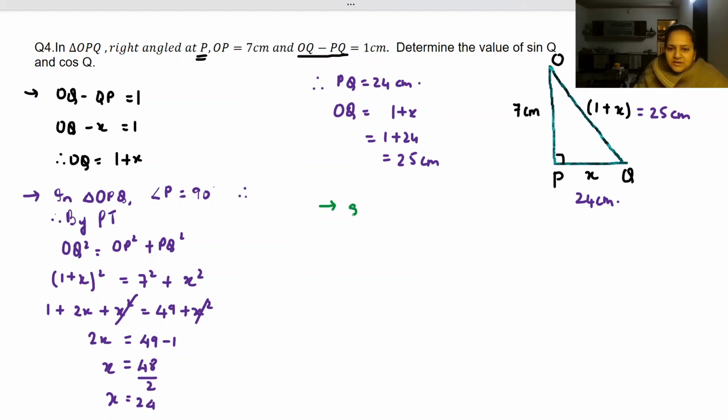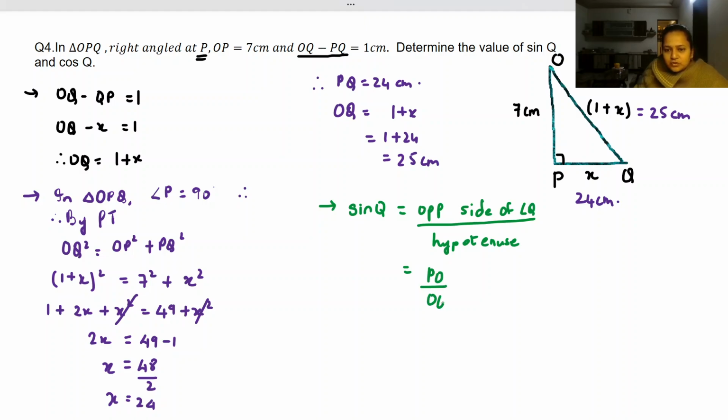Now it's simple. We need the value of sine Q. Obviously, what is the definition of sine? Opposite side of angle Q upon the hypotenuse. Quickly tell me which is the opposite side of angle Q. PO. And the hypotenuse? OQ. How much is PO? 7. OQ? 25. This is your answer. Sine Q.